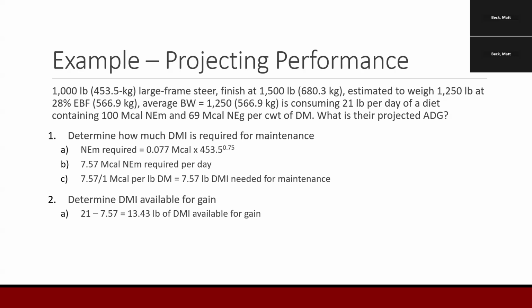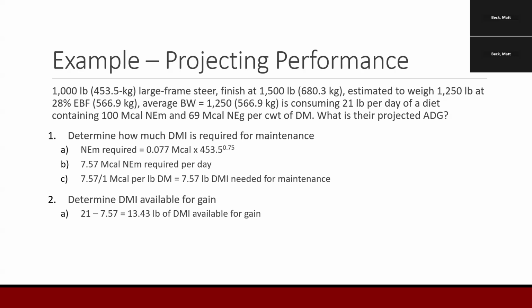So that 8.95 divided by 1, because there's 1 megacal per pound, that animal would need to consume 8.95 pounds of dry matter just to achieve maintenance. Does that make sense? Any questions? You guys see where I messed up making the slide? How to fix it?